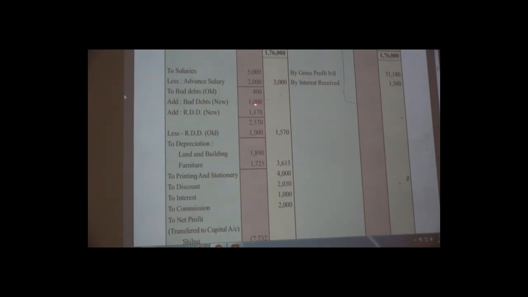That's why we have calculated the amount as 1570. This is the net loss on bad debts. Okay, so the two effects of our adjustment number 4 are: first, on the asset side, deduct from debtors, and second, the effect at the debit side of the profit and loss account, that is what we have calculated here.